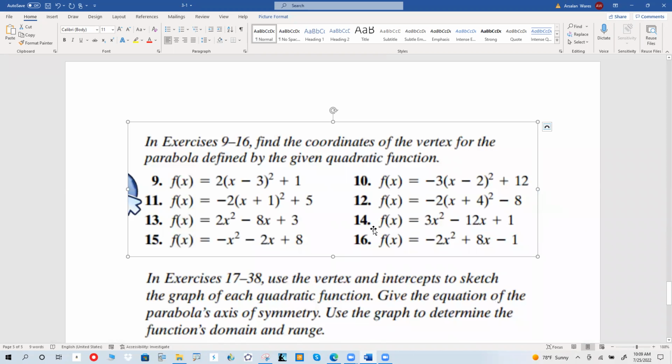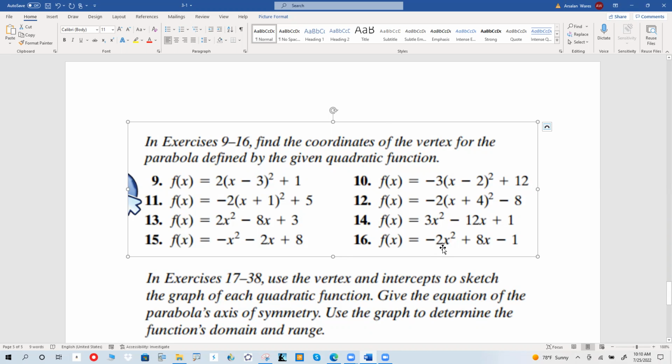Find the coordinates of the vertex of the given quadratic function. They just want you to find the coordinates of the vertex. There are really 2 types of problems here, and you should be familiar with both. 9 through 12 are easy because they're in the standard form, and 13 through 16 are hard because they're in the general form. We're going to do one of each, okay?